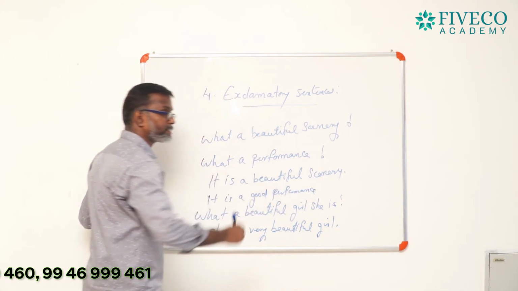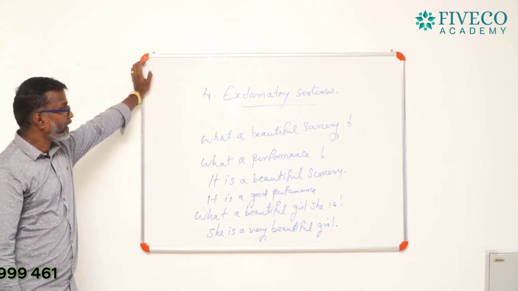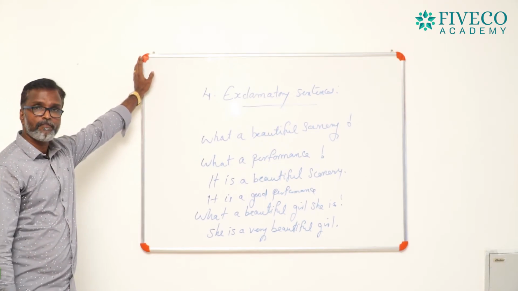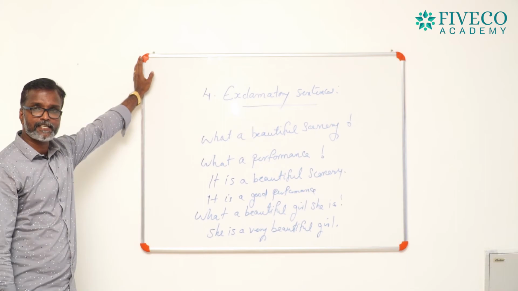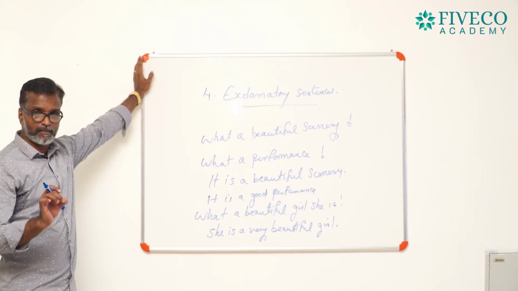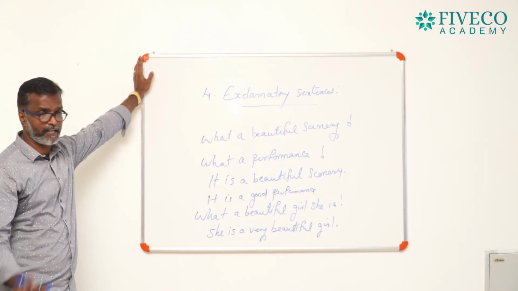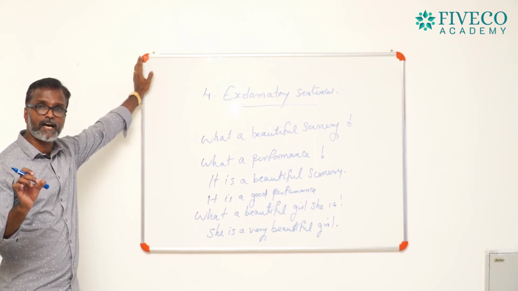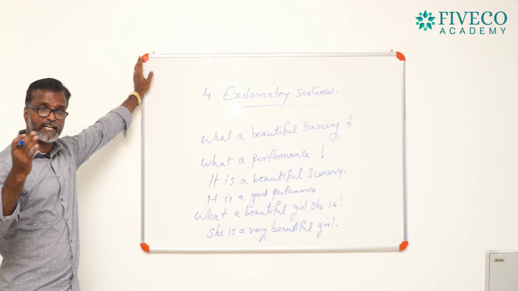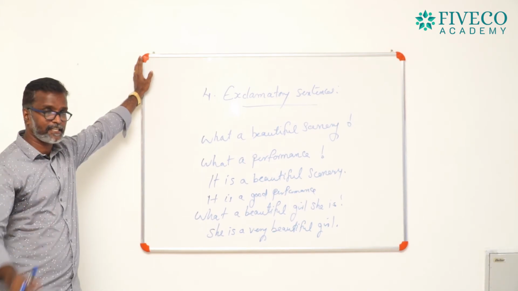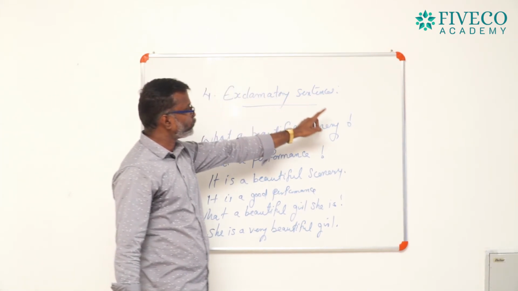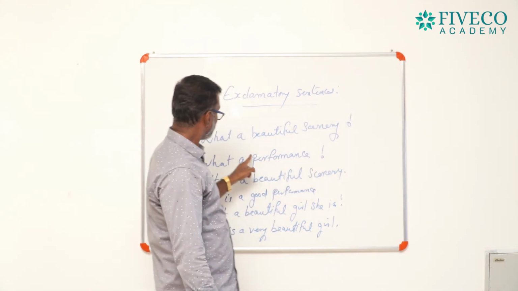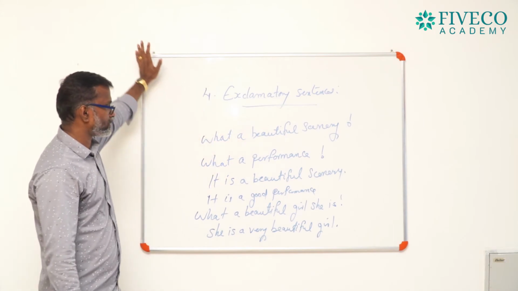So what do you understand from it? I shall tell you once more, I shall explain. We can use exclamatory sentences to express sudden emotions or feelings. Generally these kinds of sentences start with words like how, what, etc. And you need to use an exclamation mark at the end of the sentence. I told you these examples.